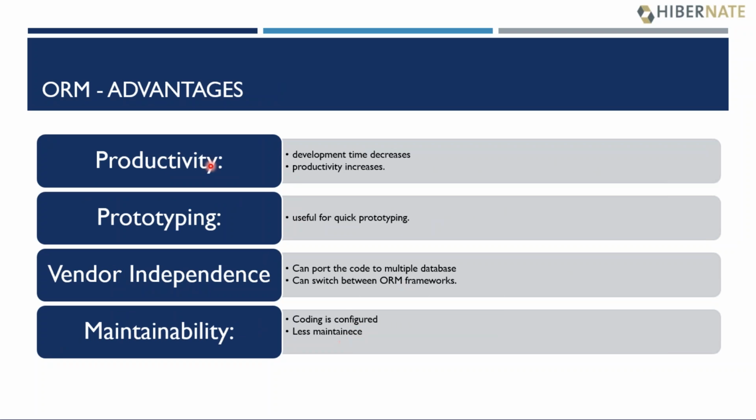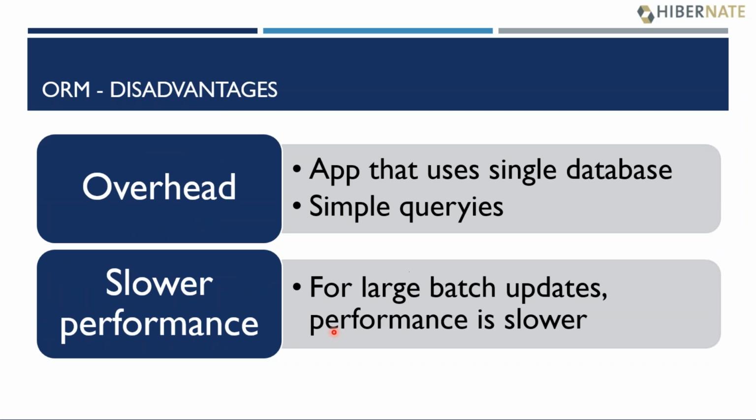So the advantages: productivity is higher because development time decreases. You don't have to write any queries. Prototyping is easy because once your object model is ready, you can generate the relational model from that. Vendor independence means you can easily switch from one database to another because ORM supports multiple databases. And maintainability is good because code is configured and there is less maintenance. I'll tell you what we mean by code is configured.